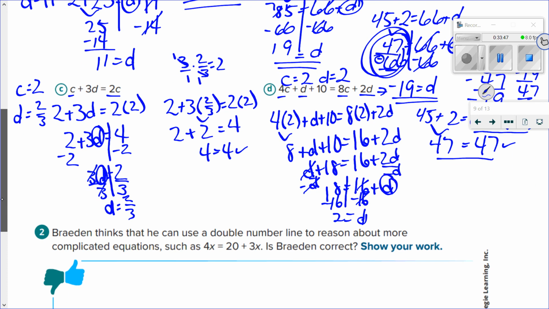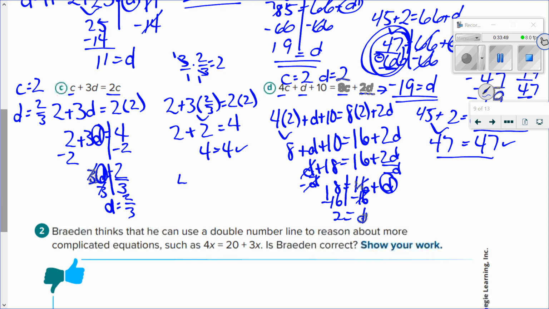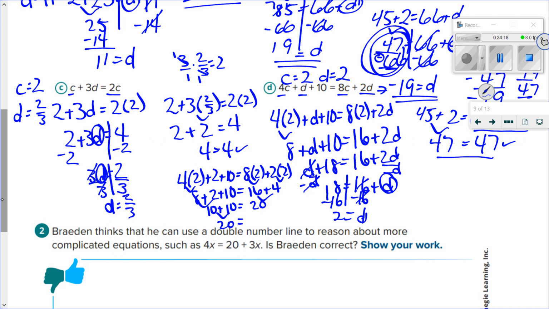And just to give myself room to do my check, I can do 4 times 2 plus 2 plus 10 equals 8 times 2 plus 2 times 2. Order of operations, I'm going to do my multiplications first. 8 plus 2 plus 10 equals 16 plus 4. 8 plus 2 gives me 10 plus 10. 16 plus 4 gives me 20. 10 plus 10 is 20.